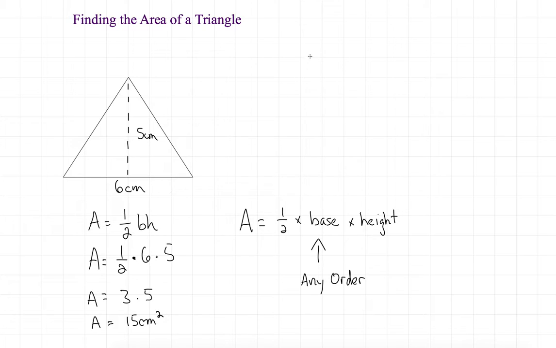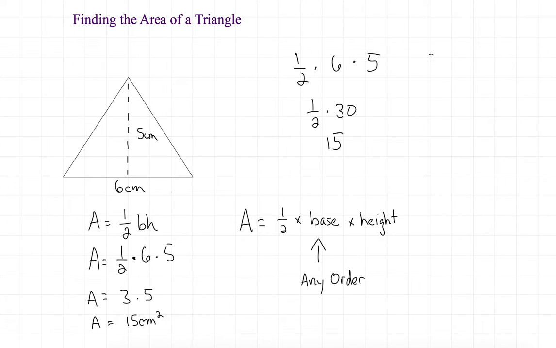Okay? If I bring it up here, those same numbers, let's do 1/2 times 6 times 5. Let's say I do 6 times 5 first. Well, 6 times 5 is 30, so I'm left with 1/2 times 30. Well, 1/2 times 30, or 1/2 of 30, is 15.